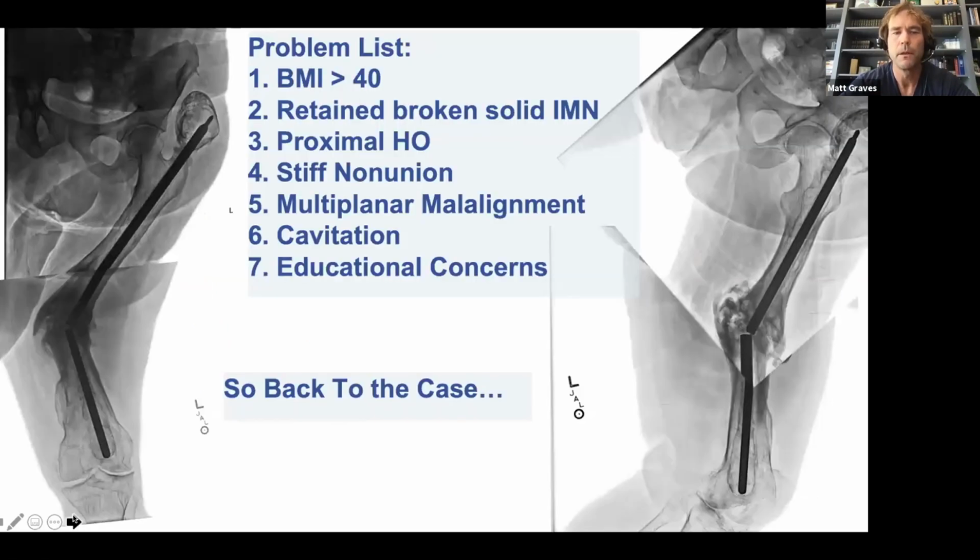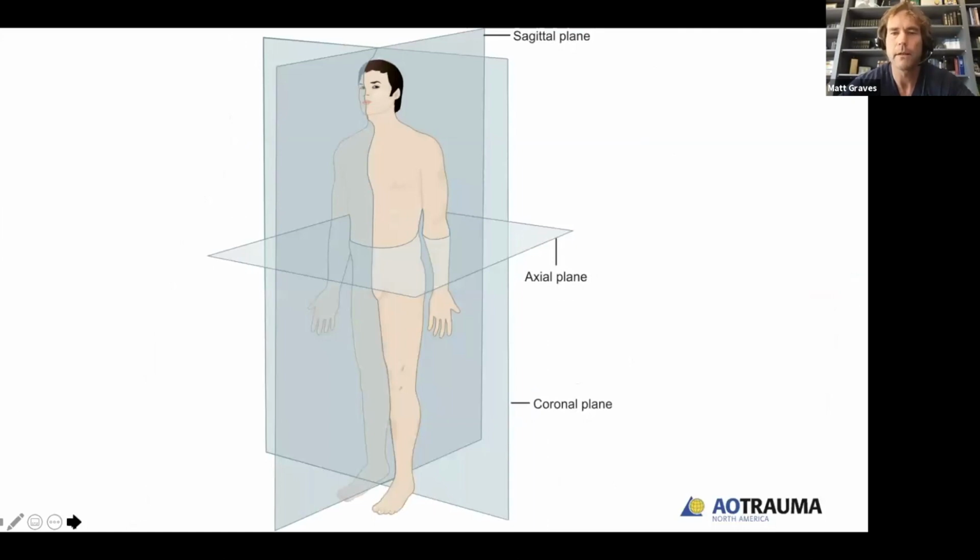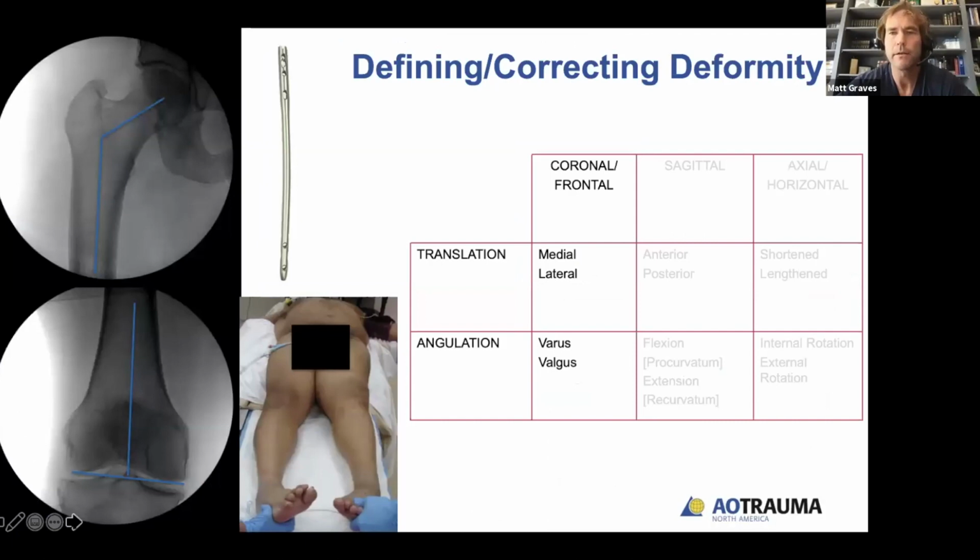So let's get back to this case in the problem list. We have some complicated things that we need to deal with, and we want to make them as simplistic as possible. And so with any deformity correction, the first thing you need to do is understand the deformity and figure out how you are going to correct it. And so we break it down into the planes, the sagittal, axial, and coronal plane, and we define our deformity using the deformity matrix. So we think about translation and angulation in each plane. We'll start with the coronal plane.